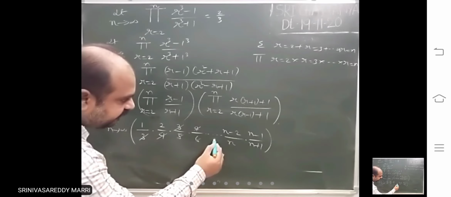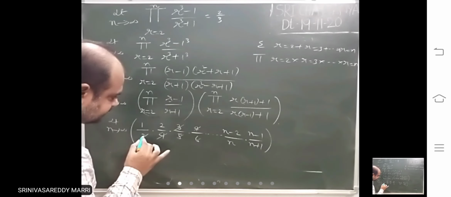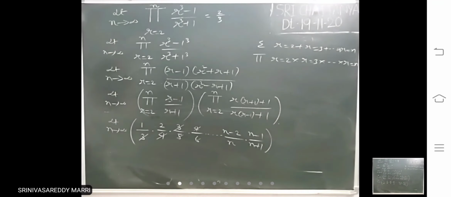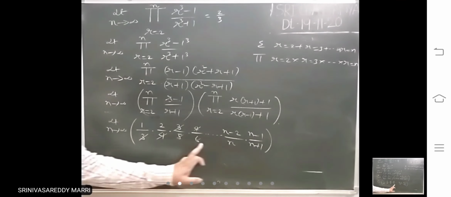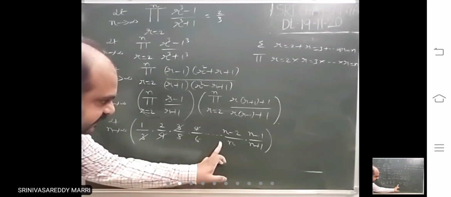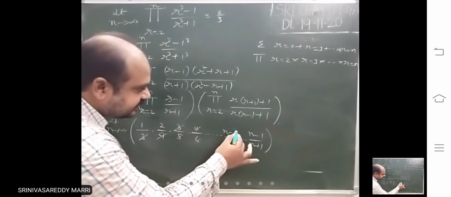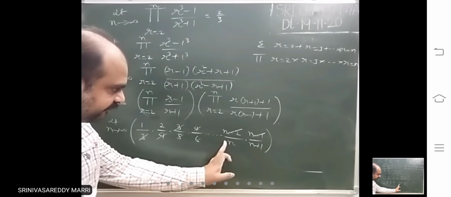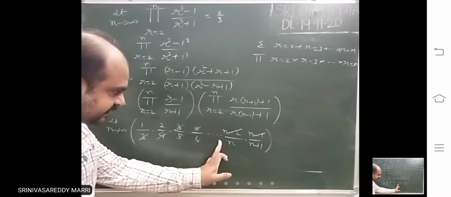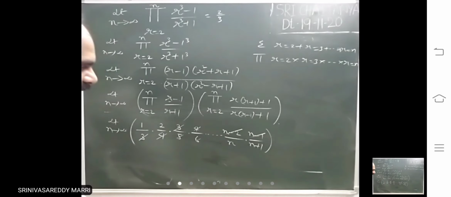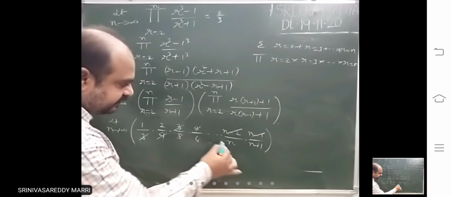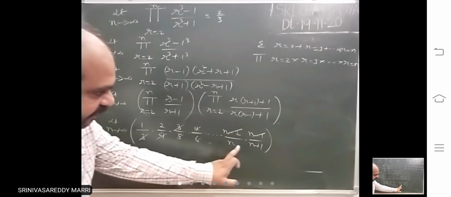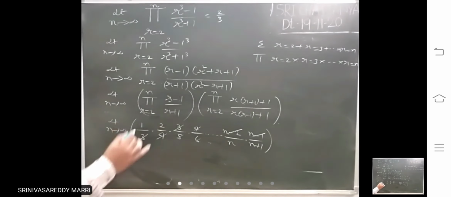This before term will get cancelled. Look, this is from 3 to n plus 1. This is from 1 to n minus 1. That means from 3 to n minus 1 will get cancelled. Right? The before terms will be n minus 1 and n minus 2, so those two will get cancelled with these terms. That means only remaining are what? 1 into 2 divided by n into n plus 1 in the first product.